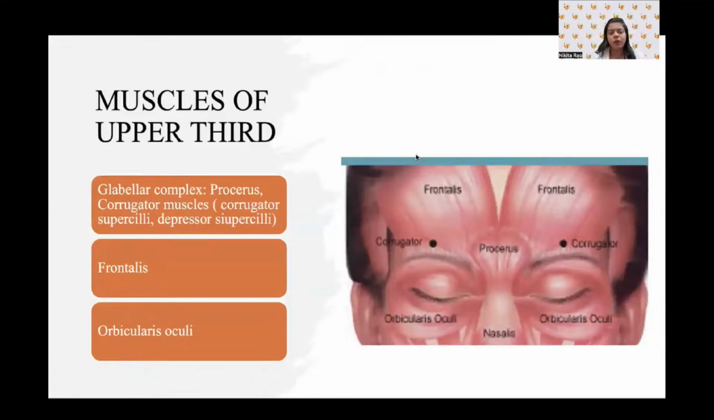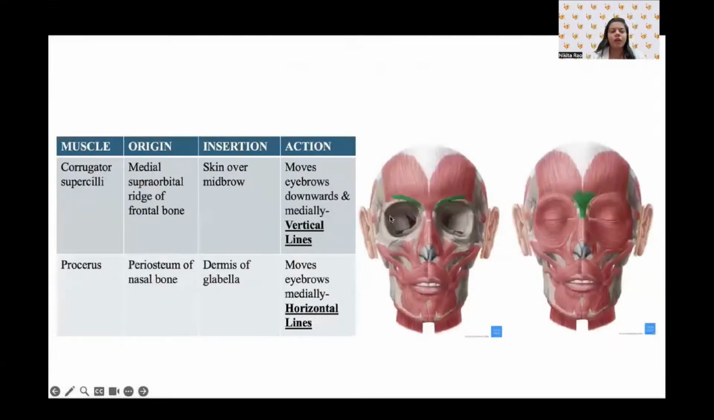Coming to the muscles of the upper third, it is mainly the glabellar complex made up of procerus and corrugator supercilii, along with the frontalis and orbicularis oculi. Corrugator supercilii originates from the medial supraorbital ridge of the frontal bone and inserts in the skin over the mid-brow. It moves the eyebrow downwards and medially, forming vertical lines.